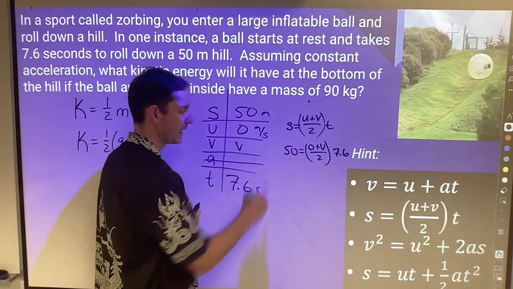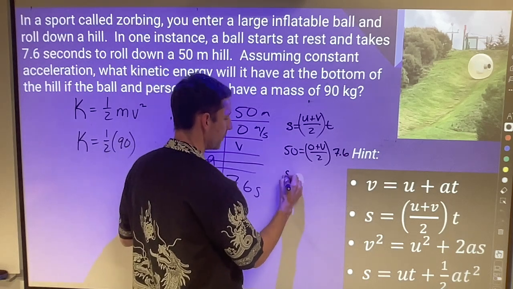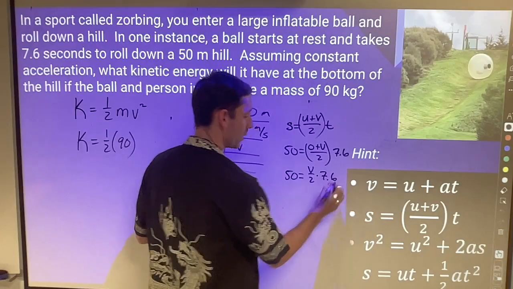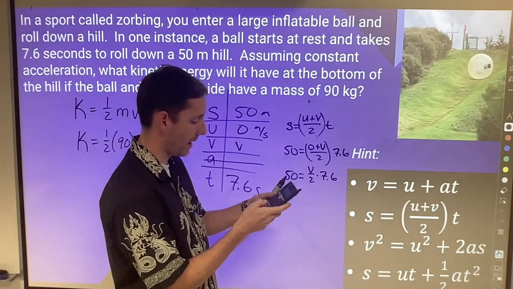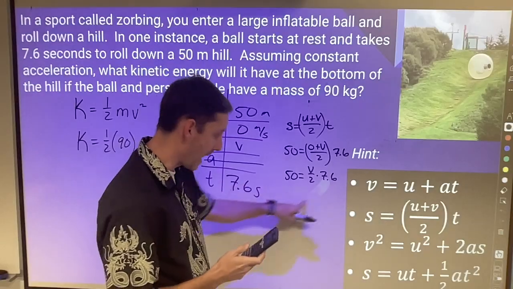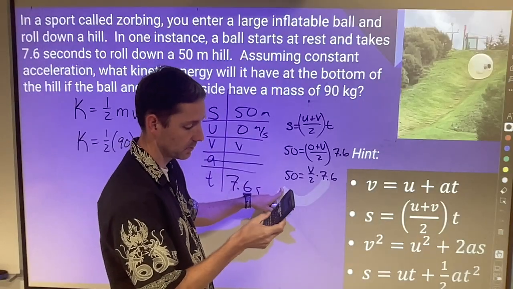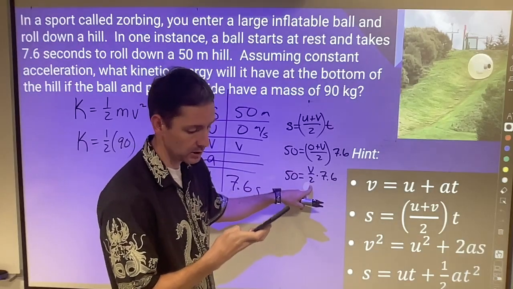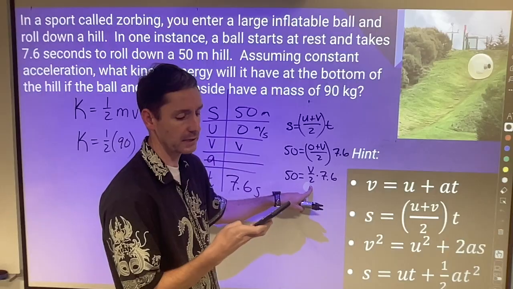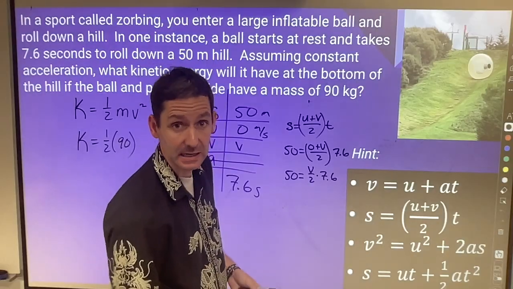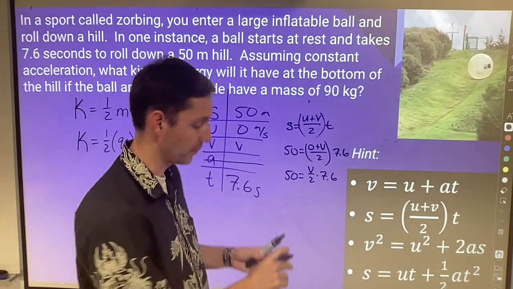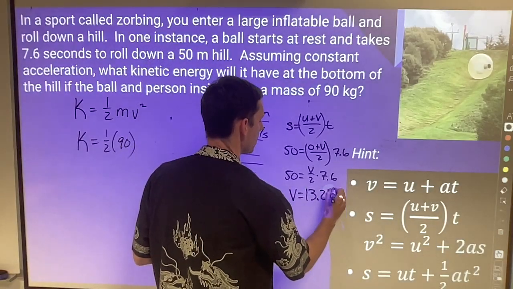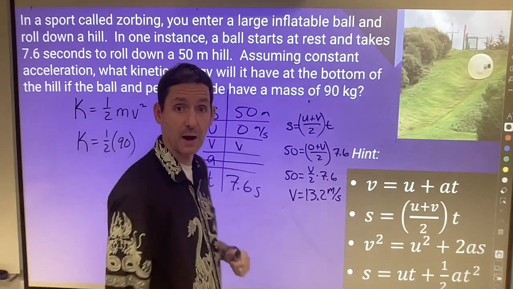All right, I can do a little bit of simplification here. So 50 equals V over 2 times 7.6. So I'm going to go ahead and take my 50, and I'm going to divide by the 7.6 first. And then it's V divided by 2, so then I'm going to multiply that result by 2, and I get 13.15. So I'm going to go 13.2. So V equals 13.2 meters per second. So that'll be my final speed.